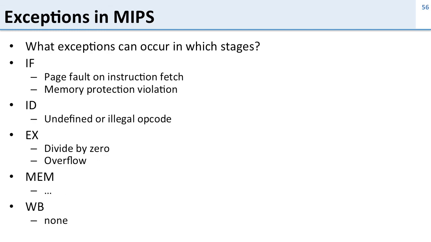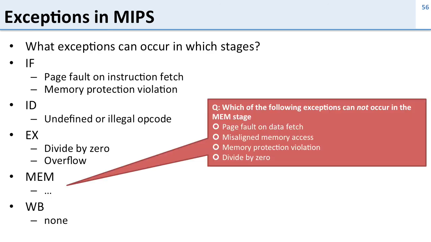And in the write-back stage, you can't have any exceptions. And that's because you're not doing any computations. The write-back stage is just putting the data back into the register file, and if there was something wrong with the instruction, you would have had an undefined or illegal opcode earlier on in the pipeline.